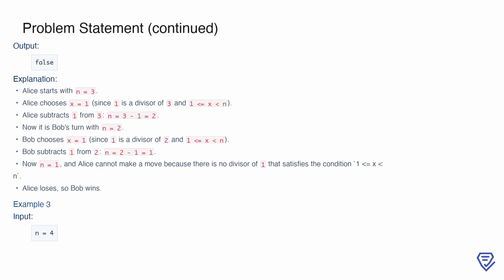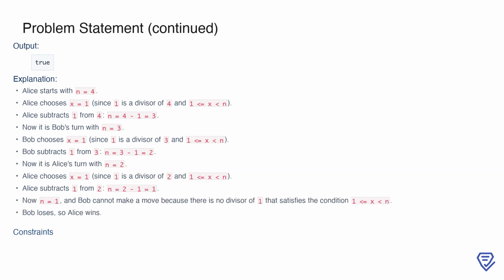Now consider another example where n is 3. Alice starts and selects x equals 1 because 1 is a divisor of 3 and it satisfies the condition 1 <= x < n. After subtracting 1 from 3, the new value of n becomes 2. It's Bob's turn, and he chooses x equals 1 since that's a valid divisor of 2. Subtracting 1 from 2 results in n equals 1. At this point, it's Alice's turn again, but there are no valid moves for her because there are no divisors of 1 that satisfy the condition. Since Alice cannot play, she loses, and Bob wins. Thus, the output for this input is false.